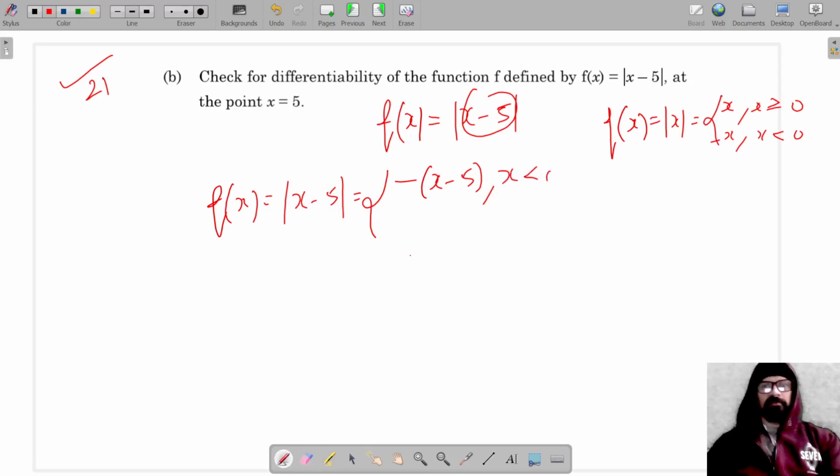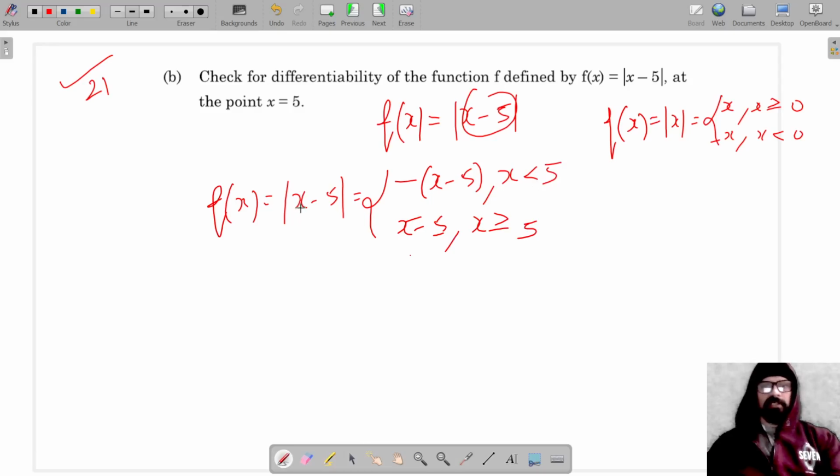So this is x less than 5, and this value will be x minus 5 when x is greater than or equal to 0. So this is our function. It's x minus negative of x minus 5, and when x is less than... it's okay, it's not 0, it's actually 5.